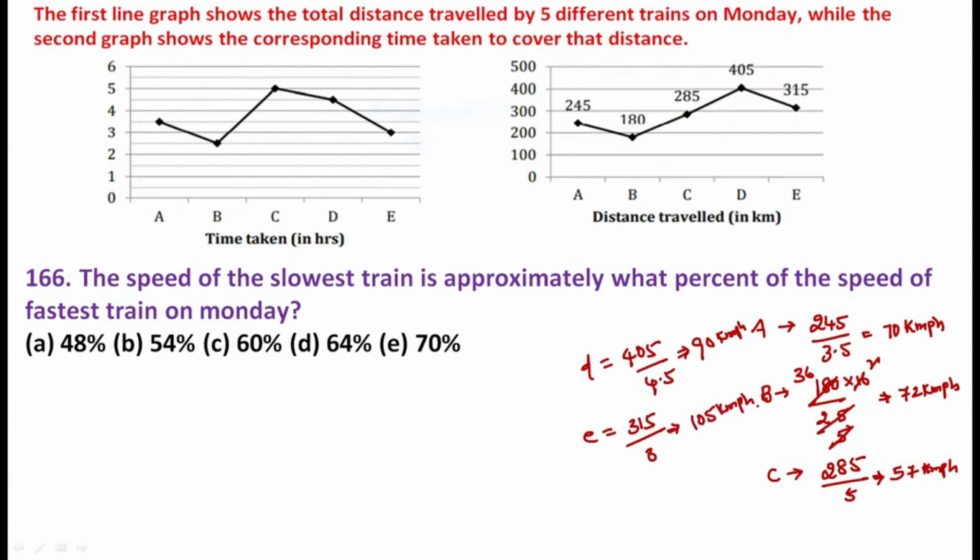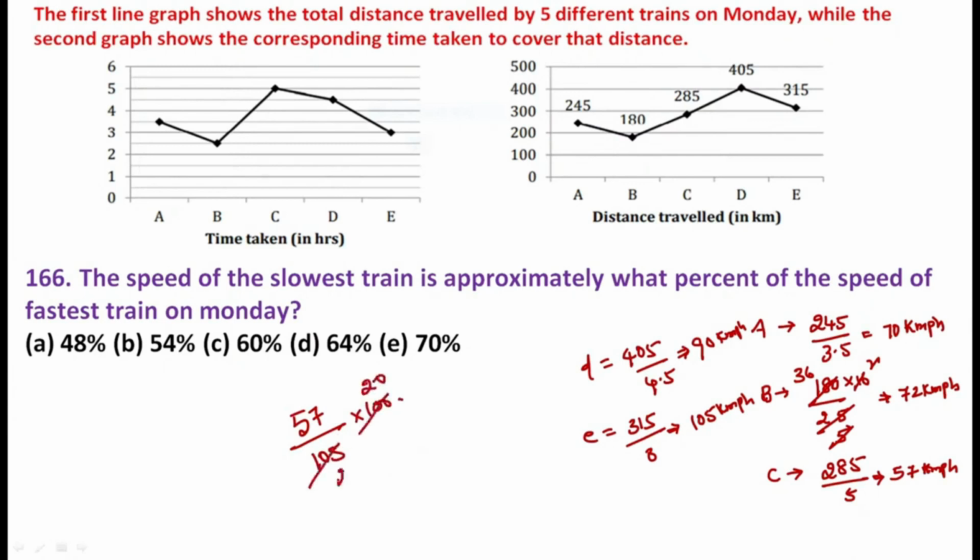Now the question. Here, the speed of the slowest train, the slowest train is 57 kilometers per hour. Exactly what percentage is it of the fastest train? So the fastest train is E. It's 105 kilometers per hour.